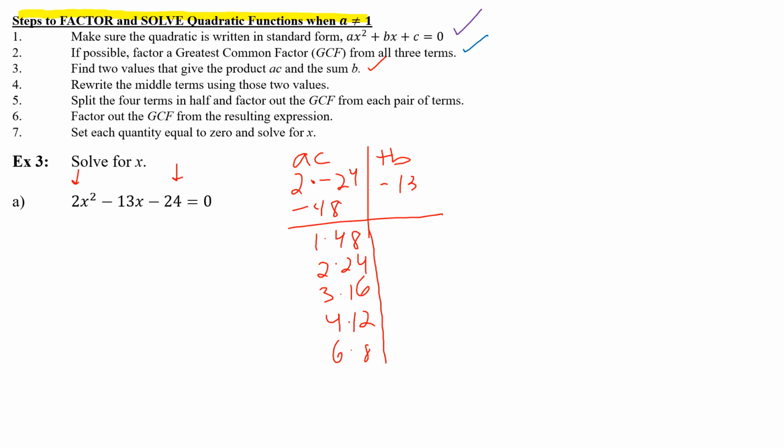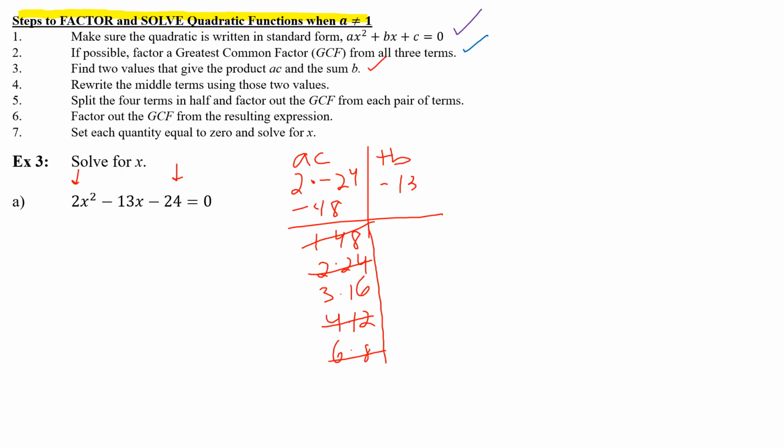Now keep in mind the product has to be negative, so one of these has to be negative. I'm not going to worry about that just yet. I'm going to start looking at the sum of negative 13. 1 and 48 would never give me 13. Neither would 2 and 24. 3 and 16 might. 4 and 12 would never give me 13. Neither would 6 and 8. So potentially we're looking at 3 and 16.